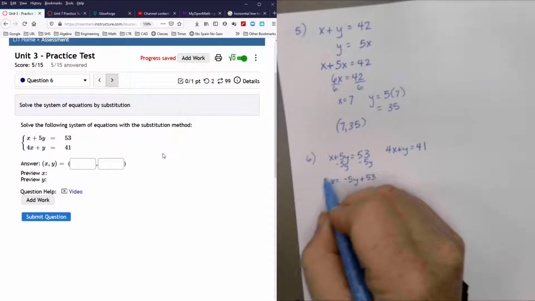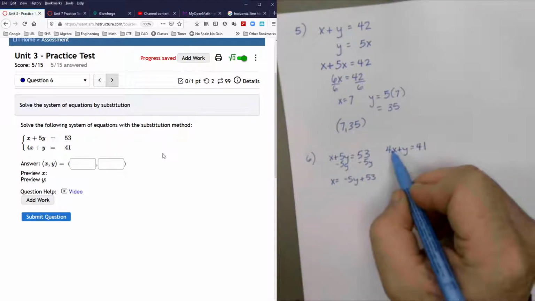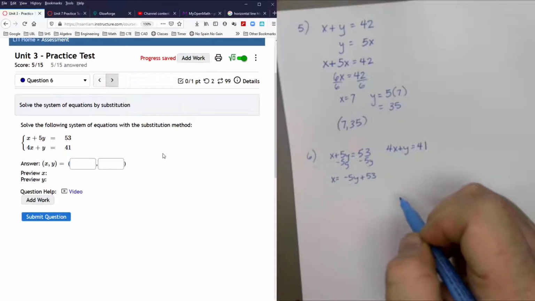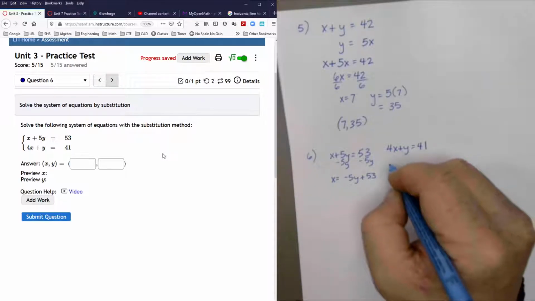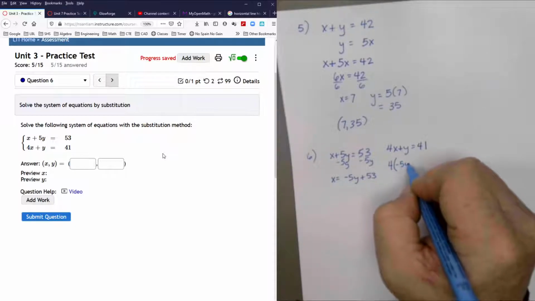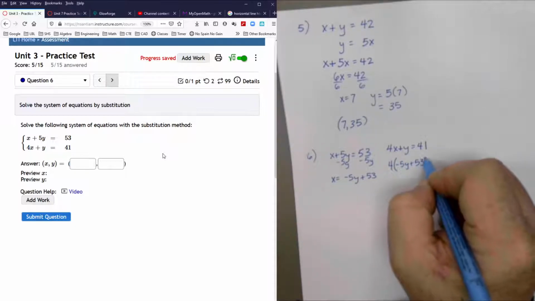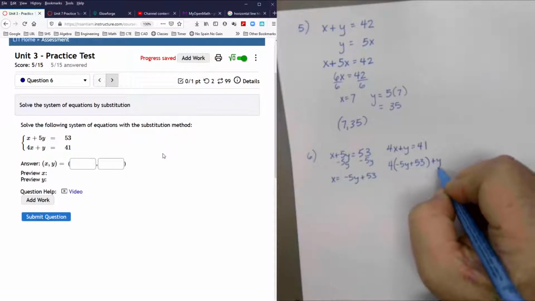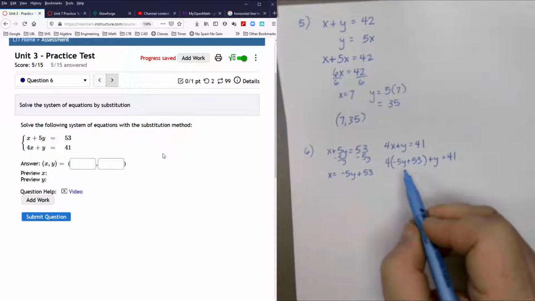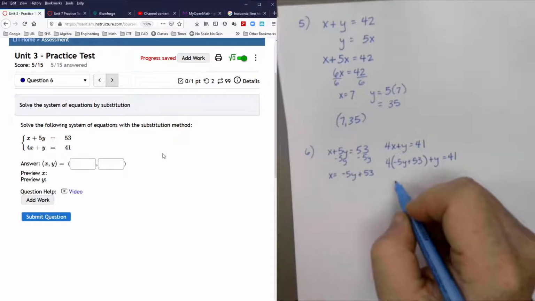Okay, so this allows me to do this substitution. So I'm going to rewrite this equation, but instead of x, I'm going to write negative 5y plus 53. So over here, I'm going to have 4 times negative 5y plus 53, plus y is equal to 41. And now I can just go through and solve this equation.